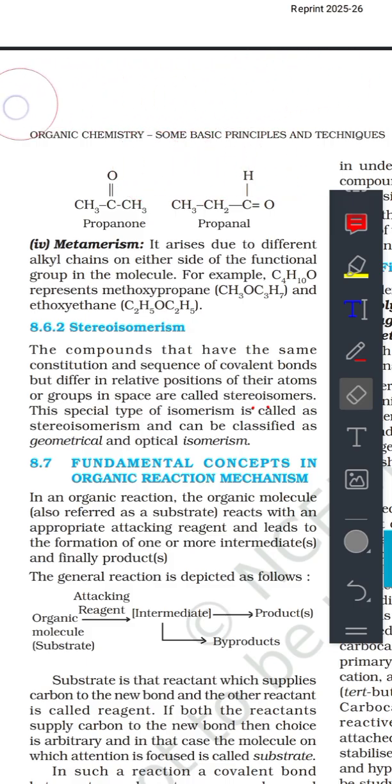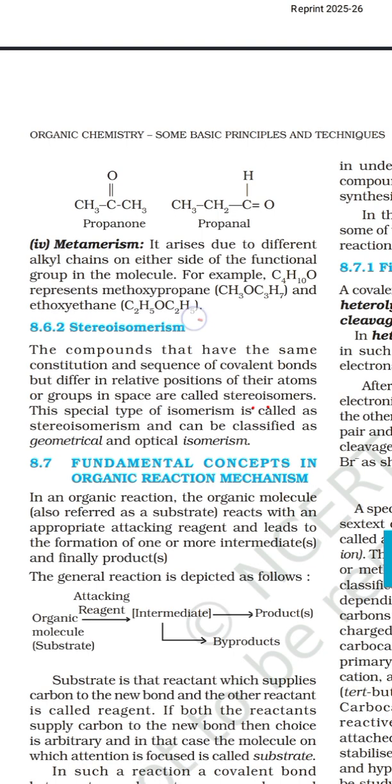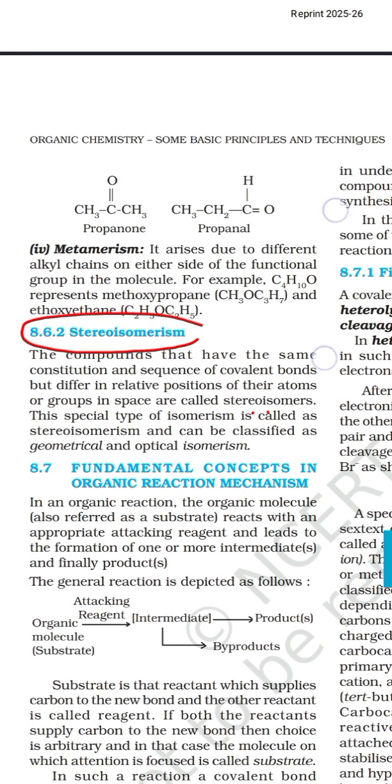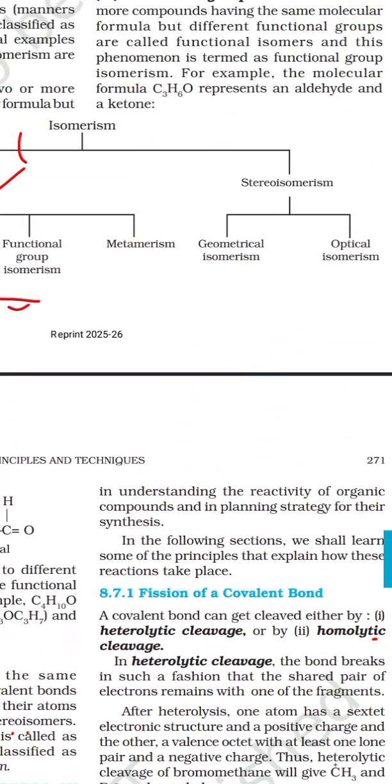Now stereoisomerism. This stereoisomerism is of two types. One is geometrical isomerism, the second one is optical isomerism. First let us see what this geometrical isomerism is.